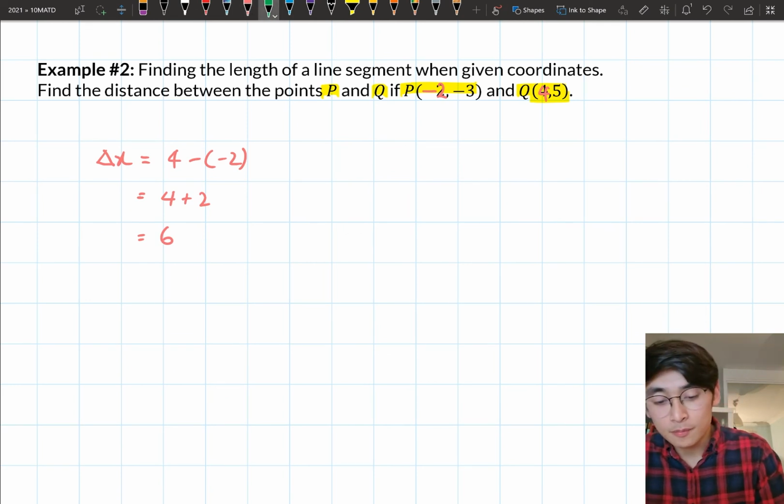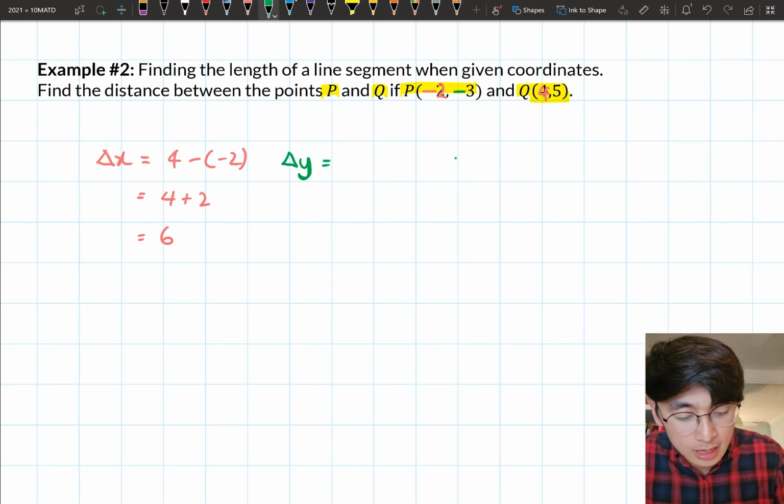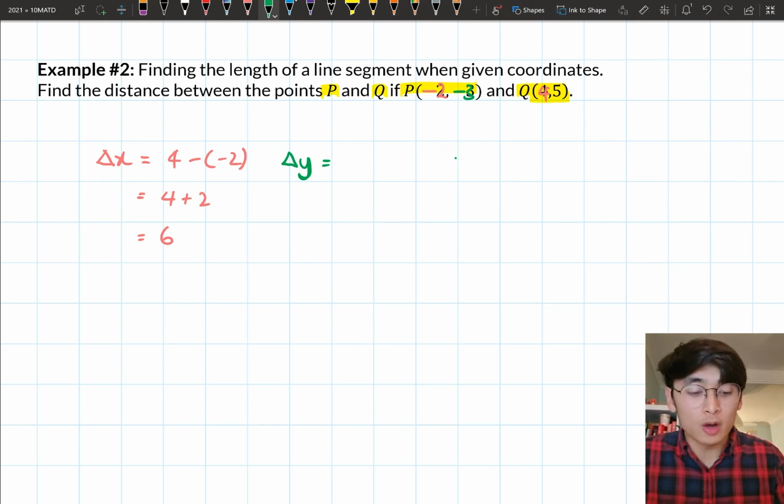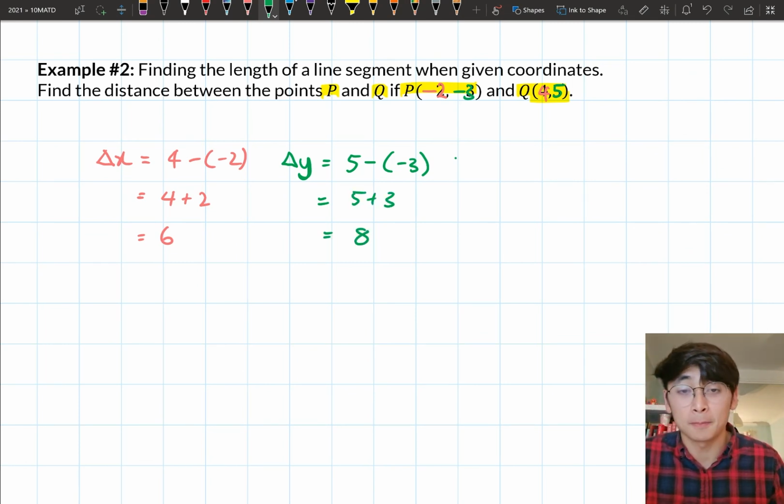Okay. The second part is I also want to do the same thing with my y coordinates. So let's find our y coordinates. The y coordinate for P was -3, and the y coordinate for Q is 5. And so what we need to do is the same thing, we subtract. So here I go 5 minus -3. When we have minus a negative, we just add the positive version. So it's going to be 5 plus 3, which gives me 8.